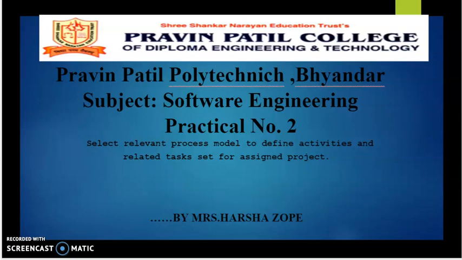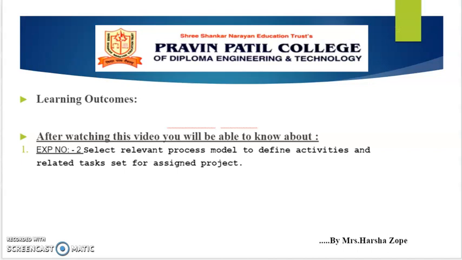Today we will study practical number 2, that is select relevant process model to define activities and related task set for assigned project. After watching this video, you will be able to know about experiment number 2, that is to select relevant process model to define activities and related task set for assigned project.